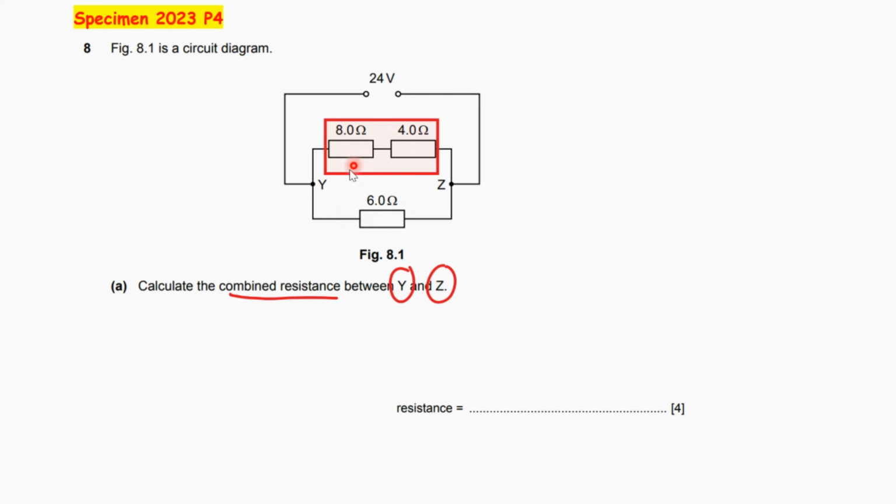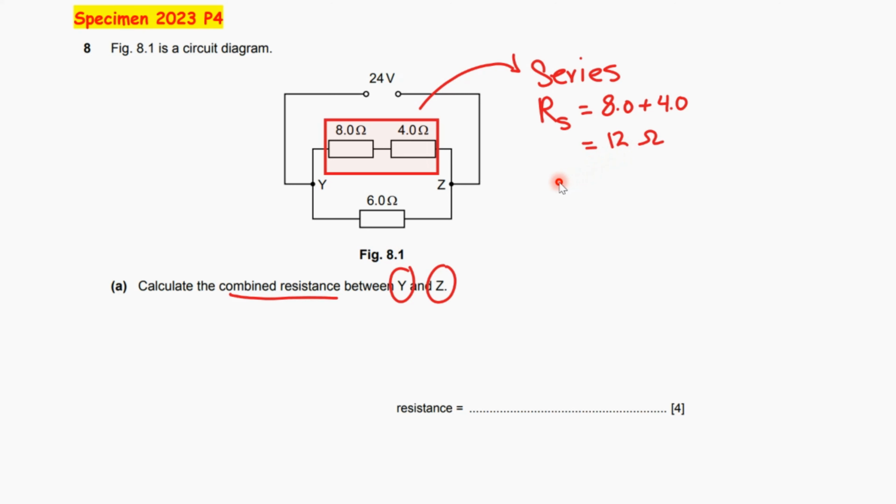So to answer the question, to find the combined resistance between Y and Z, you have to find a solution for the two resistors. They are connected in series, as I said. So the RS for the total series of both combined resistors equals 4 plus 8. So 8 plus 4 will give us 12 ohm for the total combined series resistors, 12 ohm.